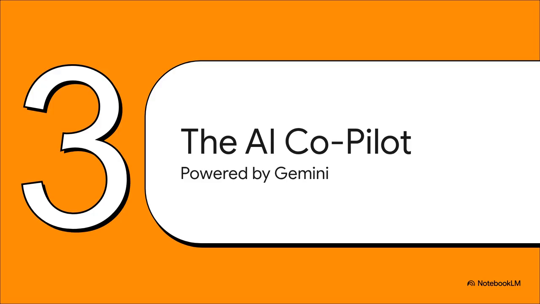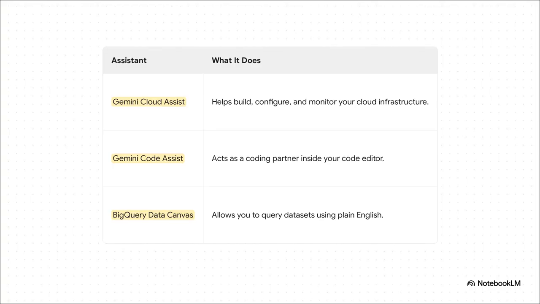And this copilot is powered by their super advanced AI model, Gemini. Gemini is basically your expert assistant that works across the whole platform with different versions for different jobs. For example, Cloud Assist helps you manage all your cloud infrastructure just by talking to it in plain English. Code Assist is like a coding partner right inside your editor, helping you write code faster. And the BigQuery Data Canvas, that lets you analyze enormous datasets just by asking questions.